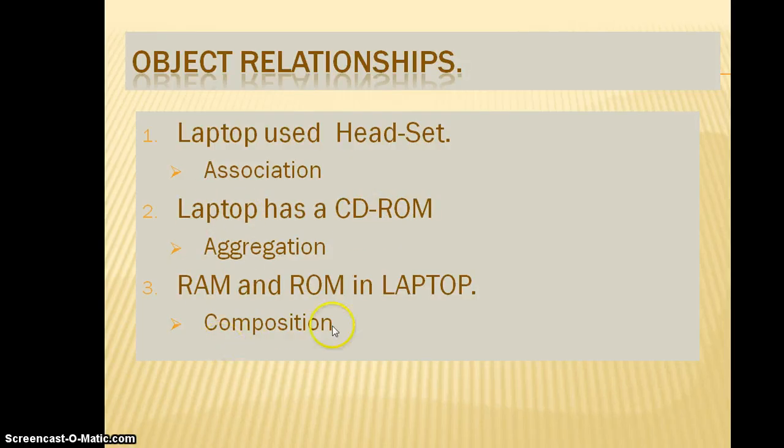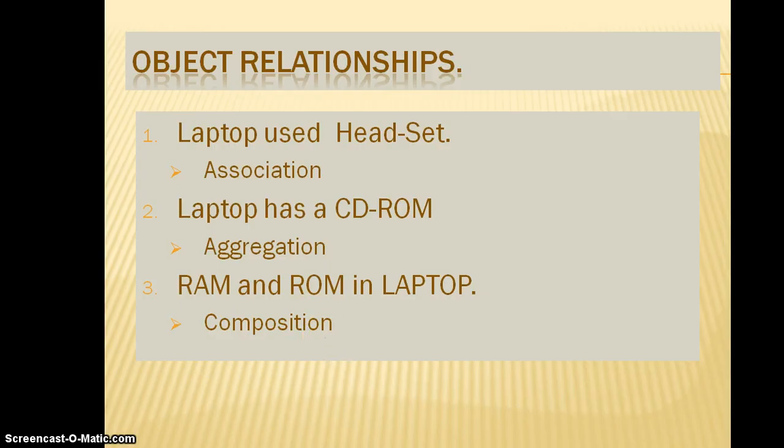And now let us come to composition. RAM and ROM in the laptop are composition. Composition is nothing but it is like an aggregation relationship. The only difference is it is compulsory. Here the laptop and CD-ROM have a parent and child relationship, but they are not in compulsion. But here RAM and ROM both are important in laptop, both have the parent and child relationship, but they are in compulsion. Their relationship is compulsion. So this type of relationship is composition.